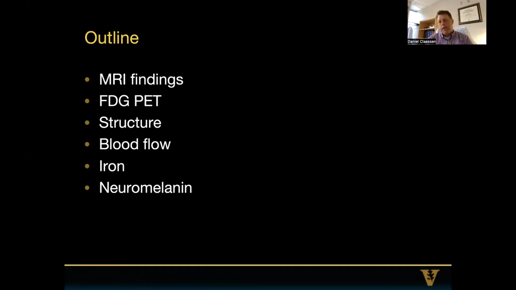So here's the outline I'm going to go over today. I'm going to go over some of the main MRI findings. It's certainly not exhaustive, but it's the main things that you might look for in an MRI. I'm going to talk about an imaging modality that's not MRI, just to show you an example of what MRI doesn't show us, or at least not yet, and then go through some of the main MRI tools that we use in clinical research, all the way from structure to function to chemical composition.